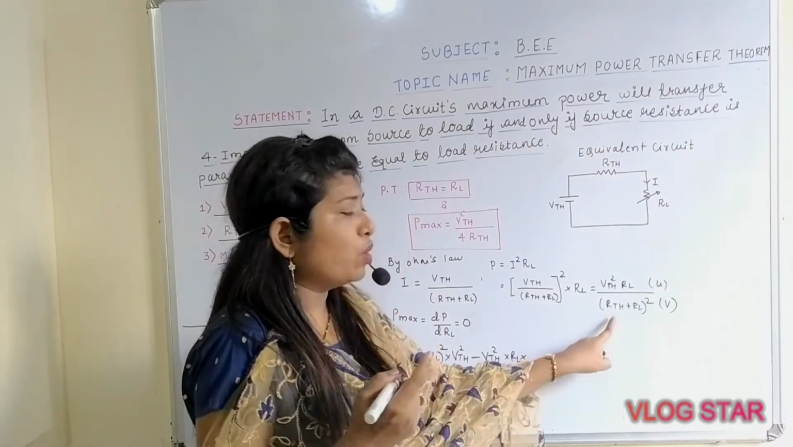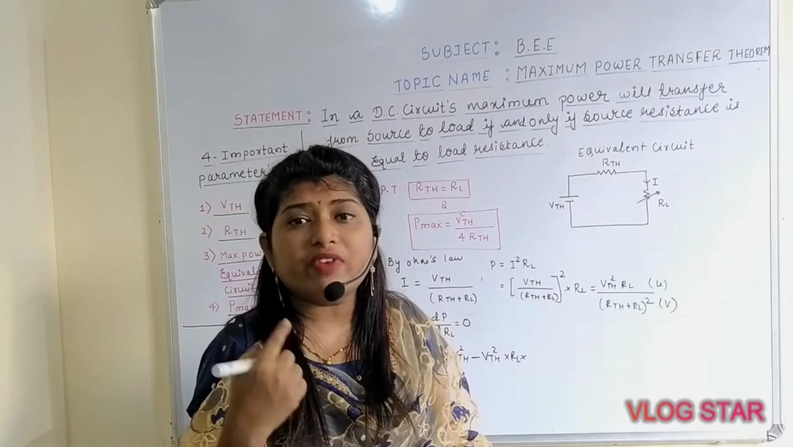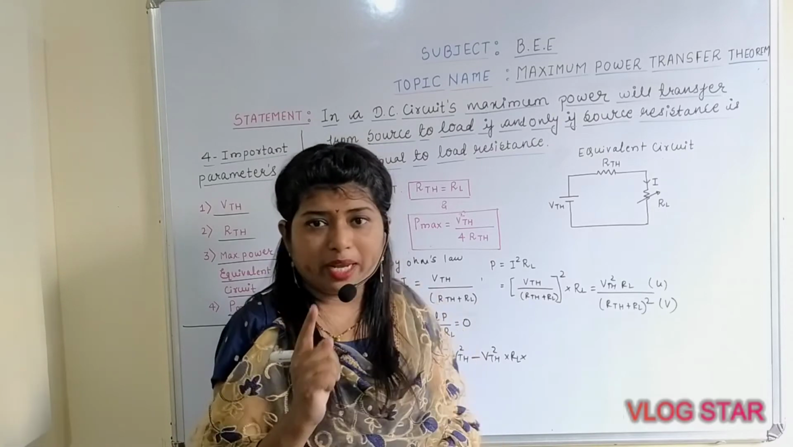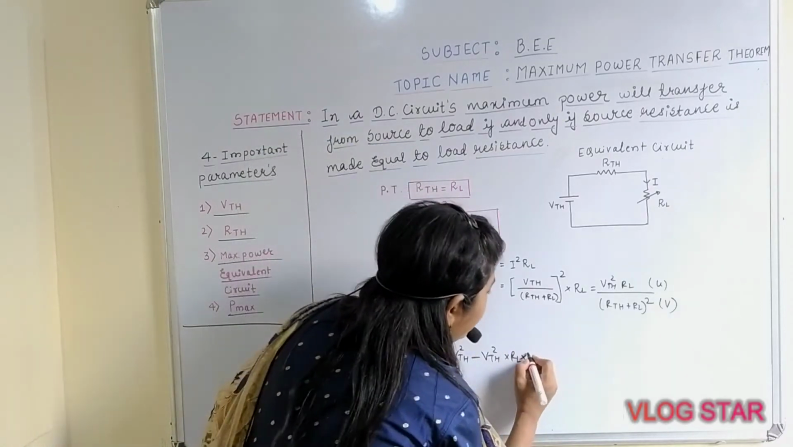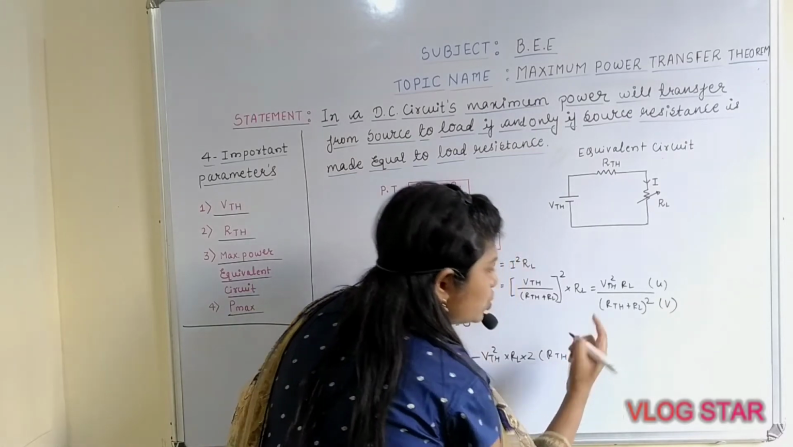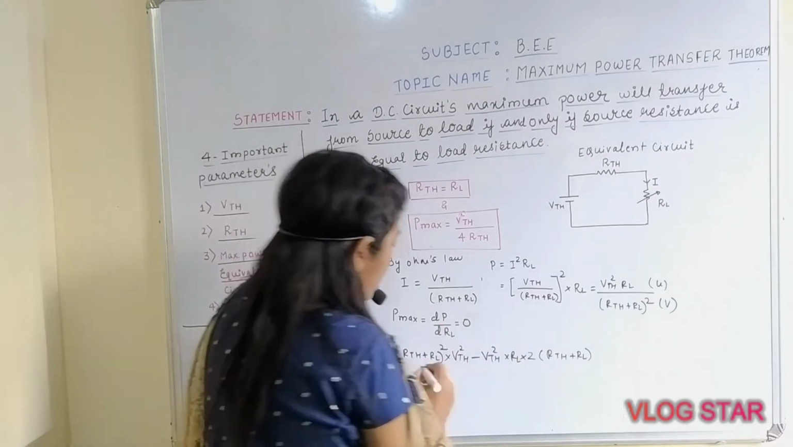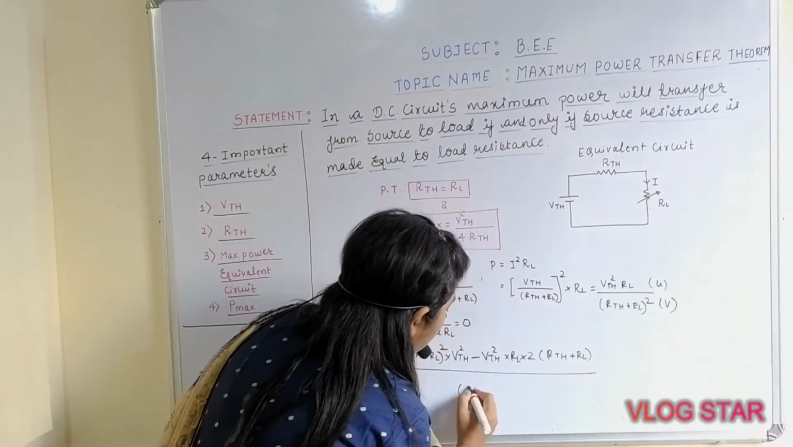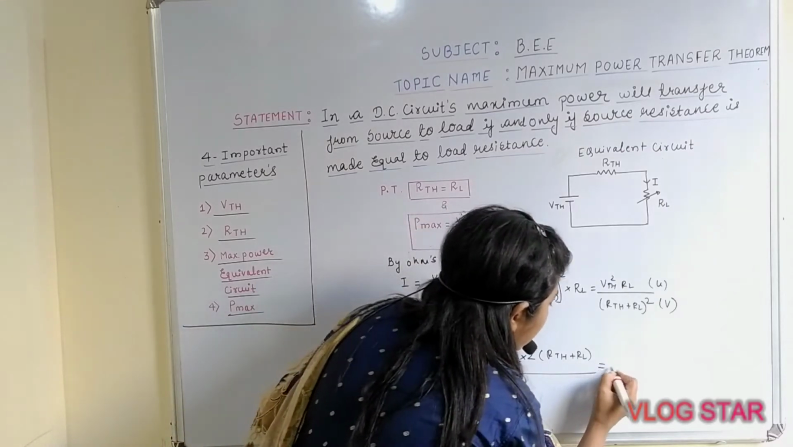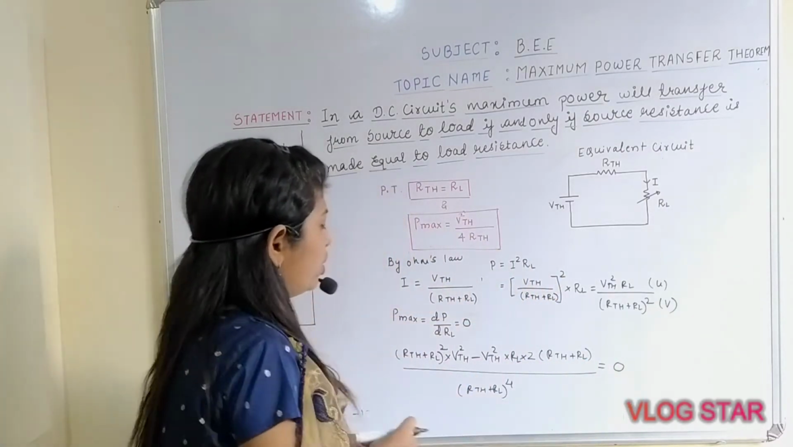So which formula are you going to apply? X raised to n. How do you calculate the derivative of x raised to n? It is nothing but n into x raised to n minus 1. So what will you get? 2 into RTH plus RL raised to 1. Let's consider 2 into RTH plus RL upon RTH plus RL whole raised to 4 is equal to 0. Equate this term equal to 0.